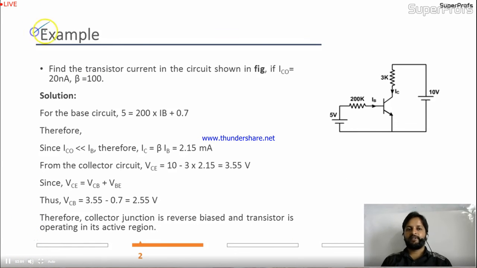Now one example is given, and the example says, find the transistor current in the circuit. The transistor current we have to find if ICO is given as 220 nanoampere and beta equal to 100. So friends, let me tell you about this ICO first.